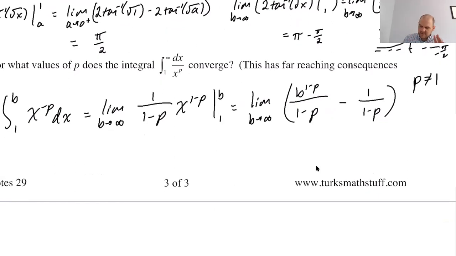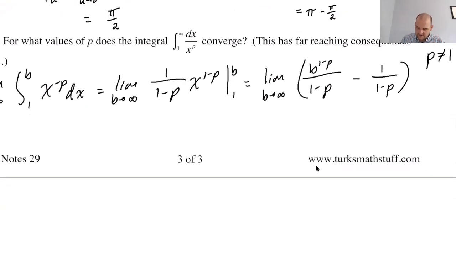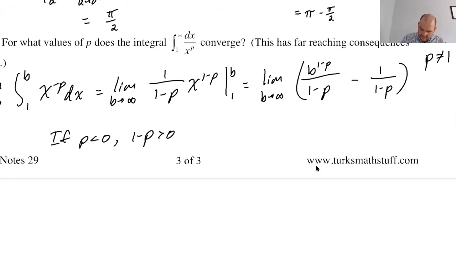Now let's think. If p can't be 1, there are a lot of options here. p could be greater than 1, p can be less than 1, could p be negative? If p is negative, then we have a big problem, right? Because if p is less than 0, then 1 minus p is greater than 0, and therefore b to the 1 minus p will go to infinity as b goes to infinity, so that diverges.